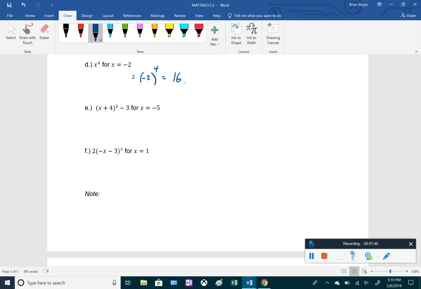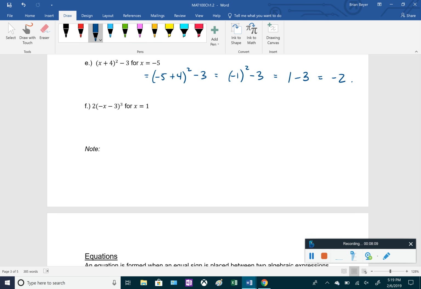And then we have (x plus 4) squared minus 3 when x is negative 5. So (negative 5 plus 4) squared minus 3, we just have to be careful with the order of operations. Parentheses first, that's negative 1 squared minus 3. Negative 1 squared, negative 1 times negative 1, is positive 1, minus 3, negative 2 is our answer.